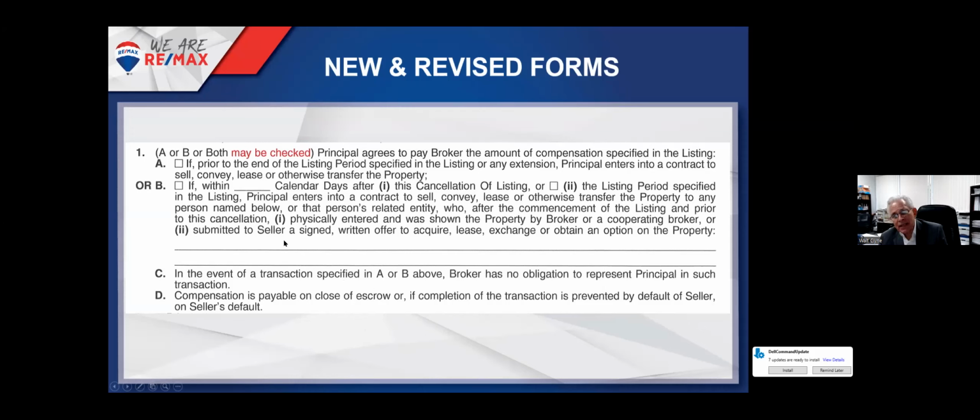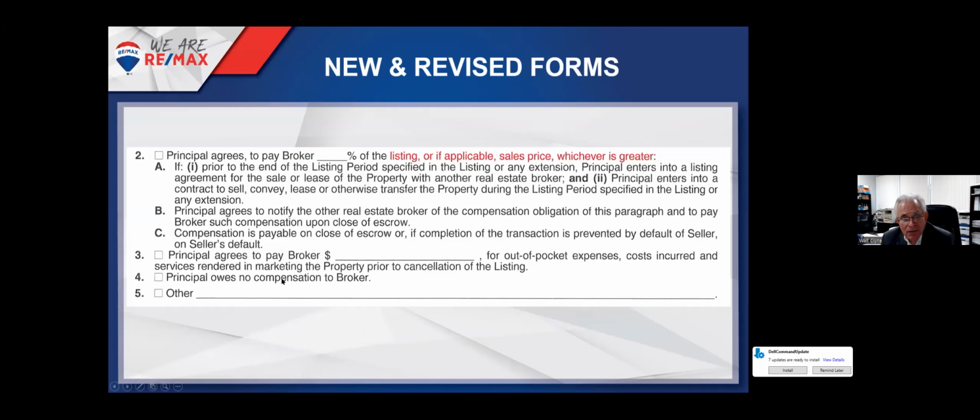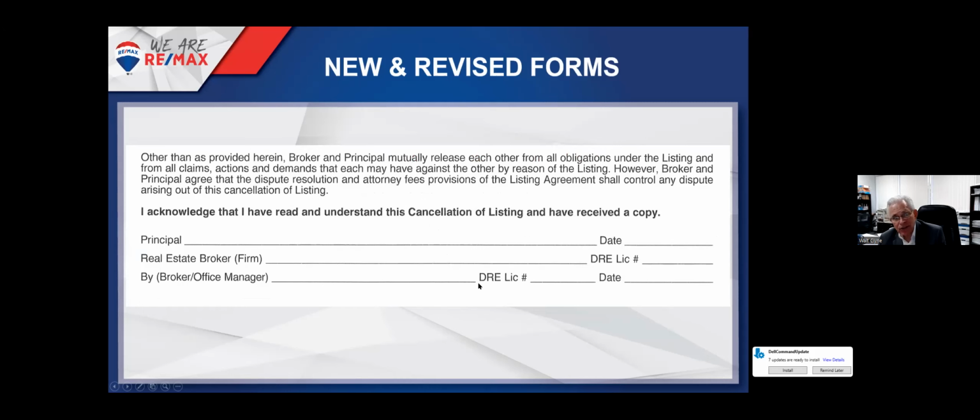So get a copy of the cancellation, send it to me if it's not clear to you on what they should do. But that's important to be aware of. There are different circumstances where they might still owe a commission, even though it's a written cancellation. This is a very listing agent friendly form, the COL. It really gives you a lot of options to still collect a commission from a seller who presumably no longer wants to list with you.